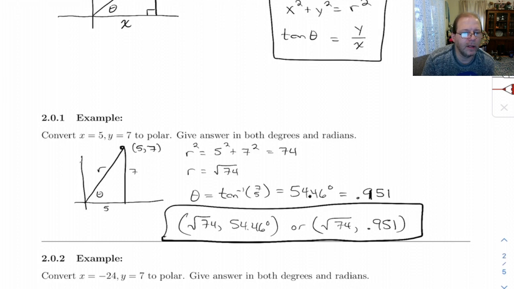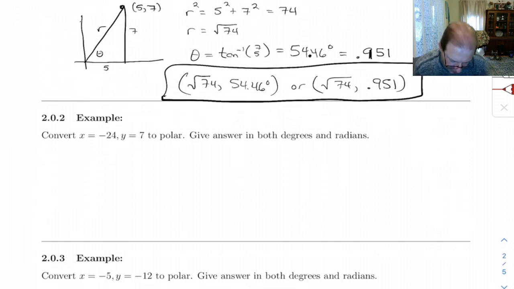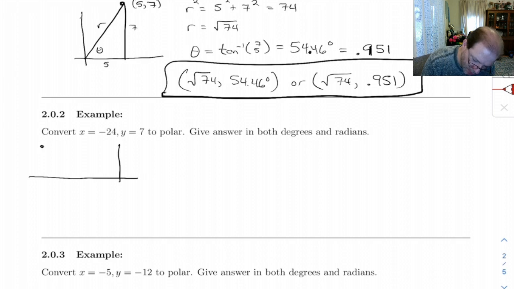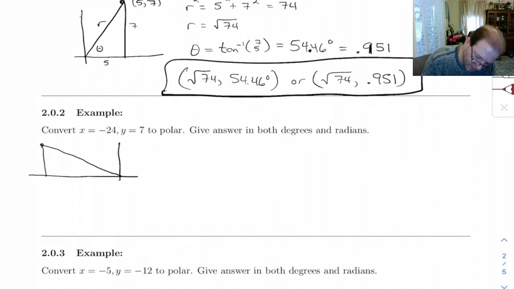All right. Now that one was in the first quadrant, so we didn't have to do anything special once we took the arctan to make sure that this was in the correct quadrant. That might be a little different on these next couple of examples. X is negative 24, y is 7. All right. So if I put negative 24 and 7 on here, let's see, y is 7, x is negative 24.